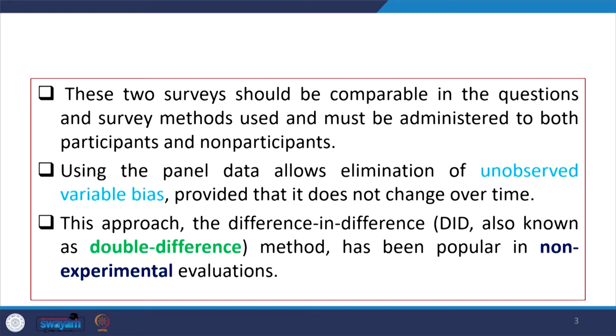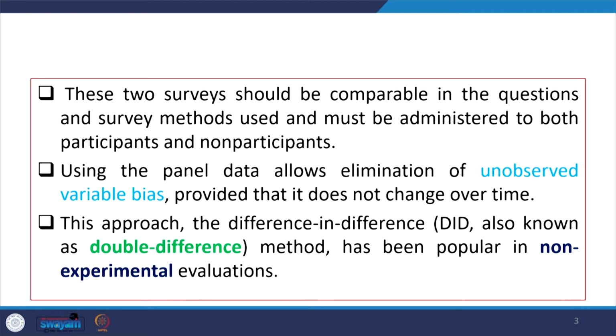Using panel data allows elimination of unobserved variable bias, provided the unobserved variable does not change over time. So the very focus of panel data is to address variable bias from unobserved variables. Unobserved variables usually do not change over time. Therefore, the panel data can easily capture them in the error term, and the error term is expected to be minimized as per the technique. So unobserved variable bias is captured through panel estimation, and DID makes use of this.